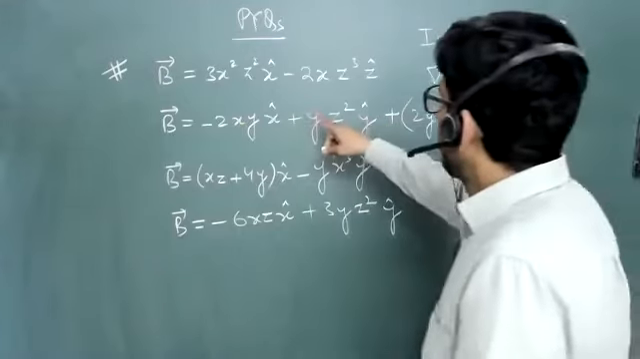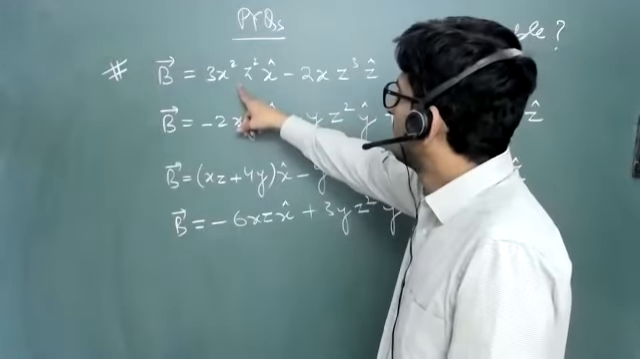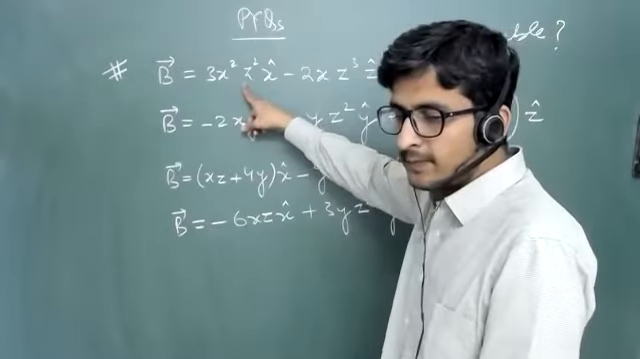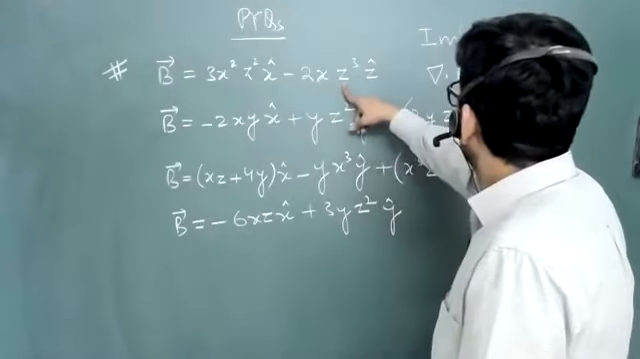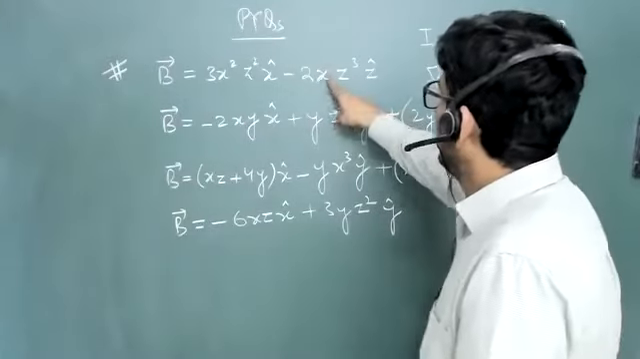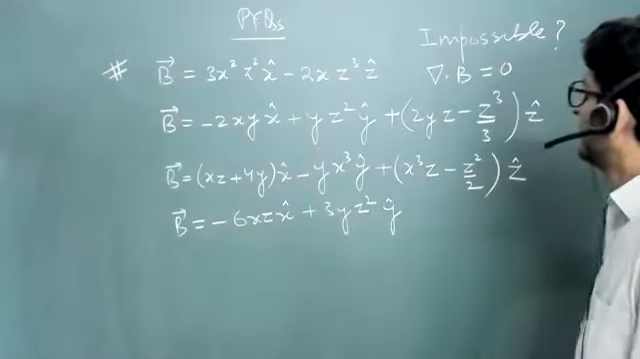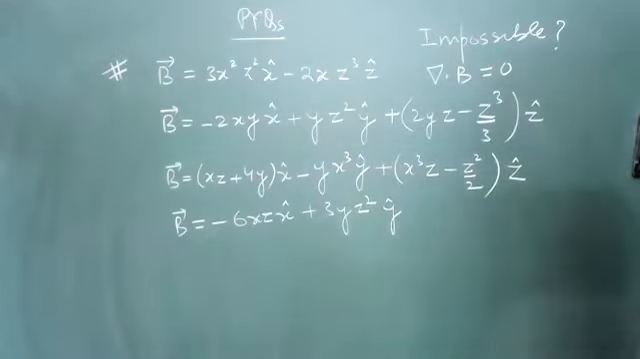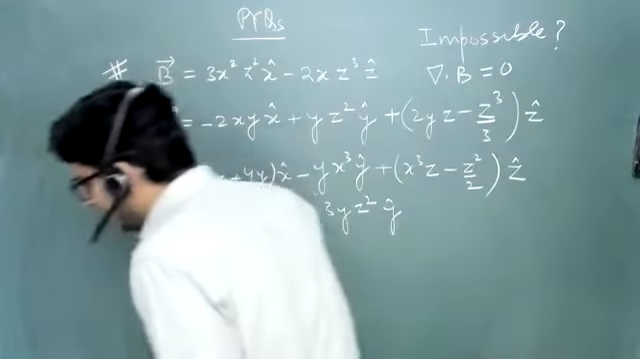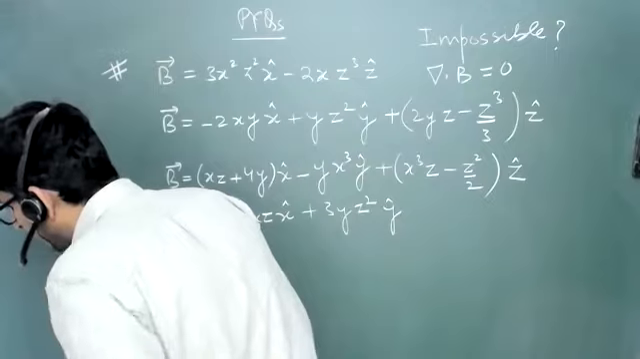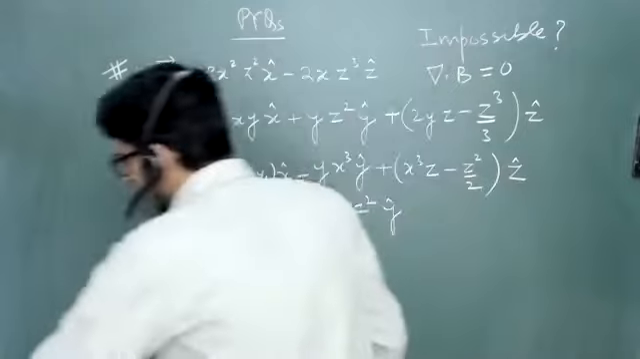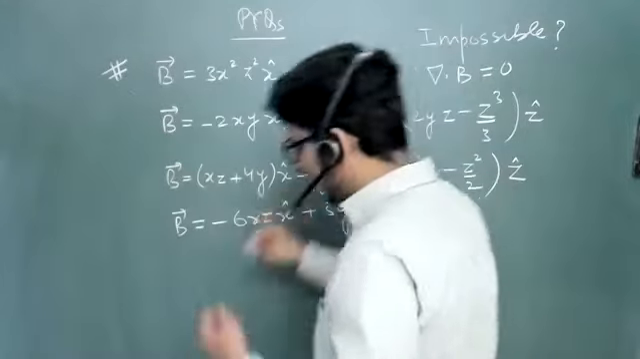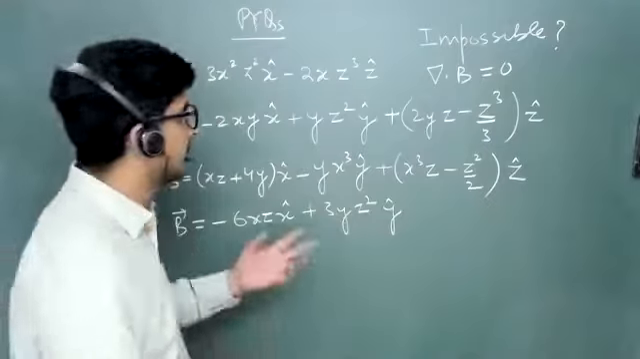So it will become del by del x of this, which will become 0, plus del by del y component is not there. So this one is z cap, right? This is z cap. So it is 3x square z square x cap minus 2x z cube z cap. Okay, so let us do this. I will show del dot B for one, the rest you all do quickly.